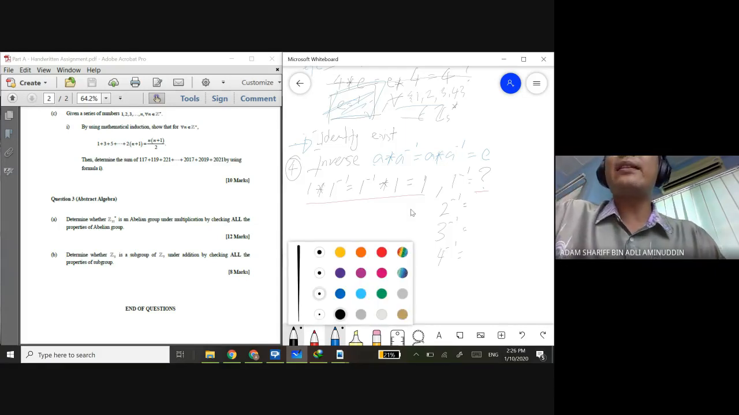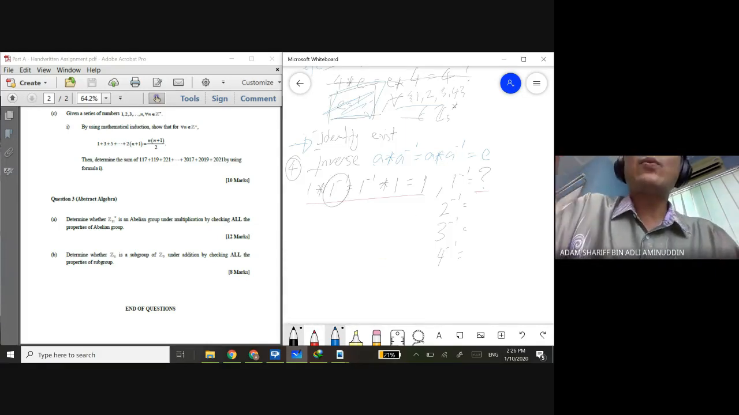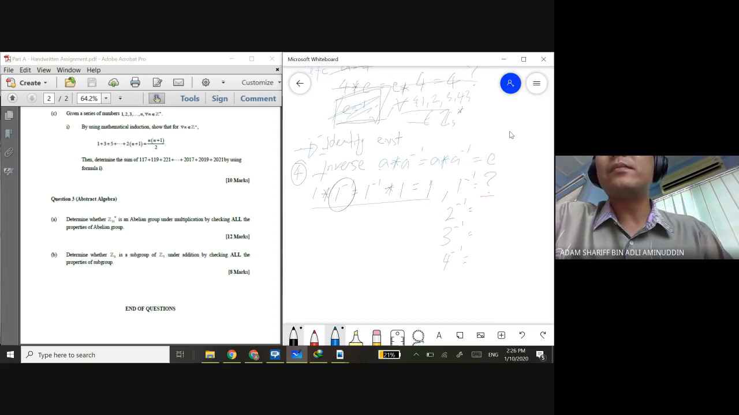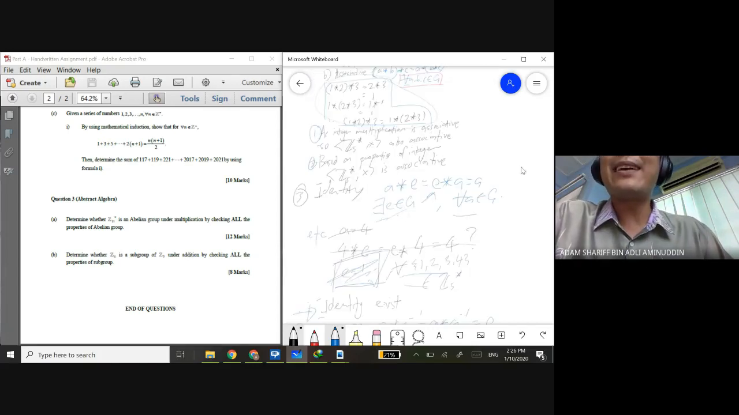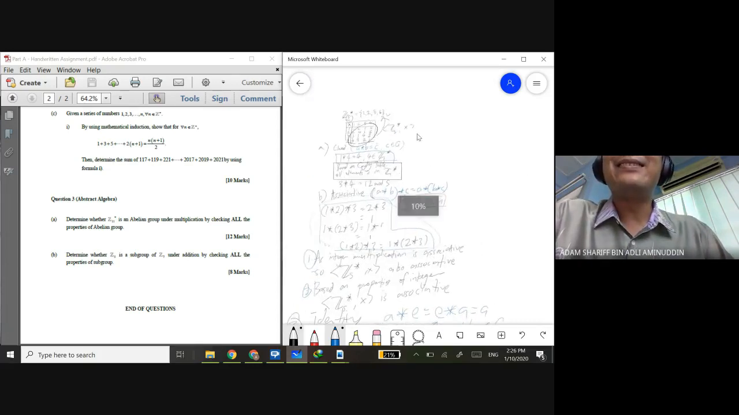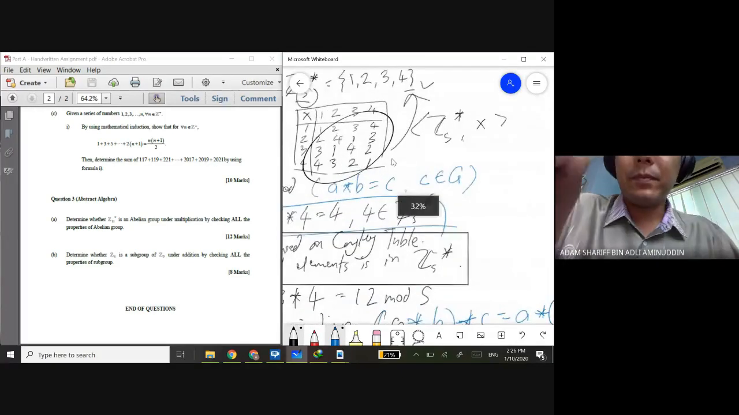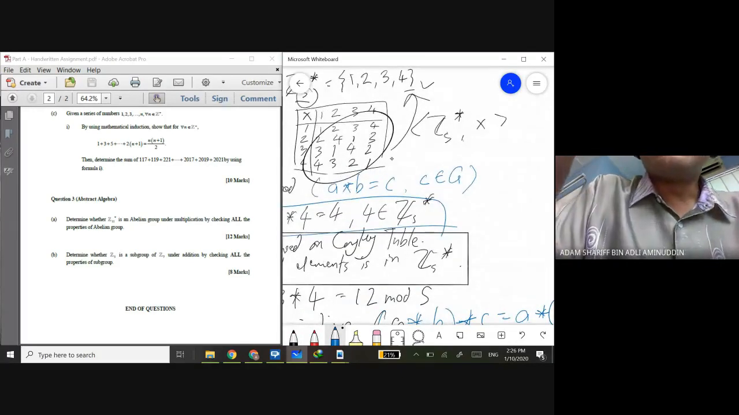Because the inverse for every element here is different. So you tengok balik Cayley table. What is 1 binary operation with its inverse? You get back the identity, in this case 1. Tengoklah balik. So the trick here, not trick lah, nampak lah kat situ. Okay. 1 binary operation dengan inverse, you get identity.